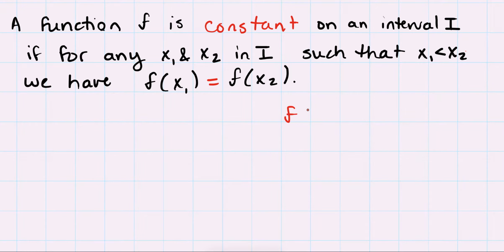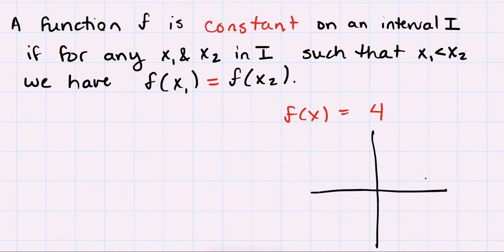Here I'll give you an example. Let's just say we have f of x is the number 4. So this is a horizontal line going through 4. And visually you can probably already tell what's going to happen here. From left to right, you're not going up or down. So this is a constant function.